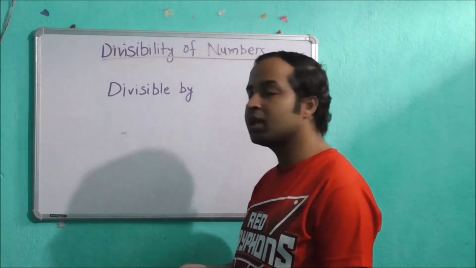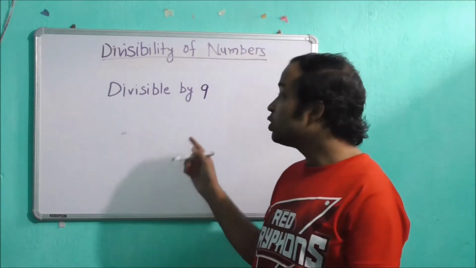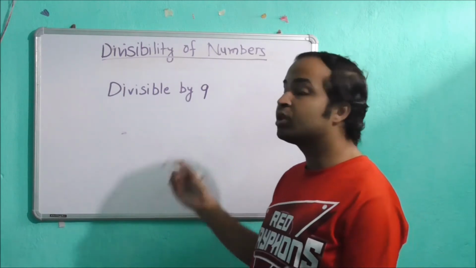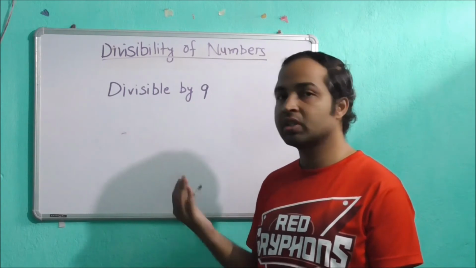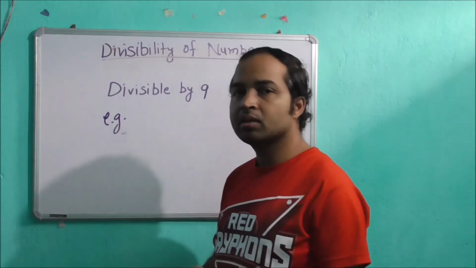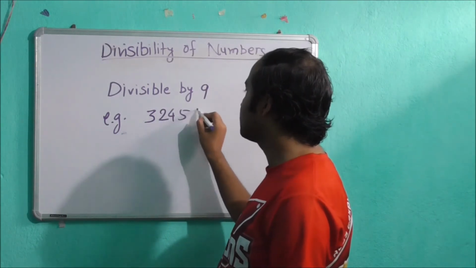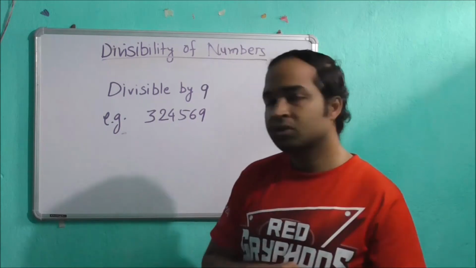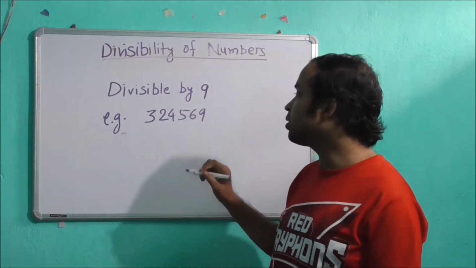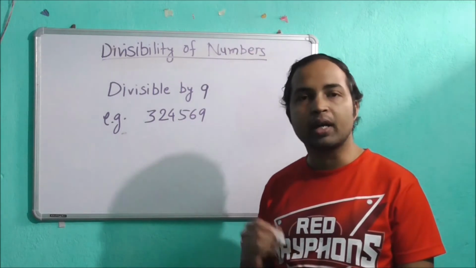Now we will check whether a certain number is divisible by 9 or not. You have already seen in case of 3 that we need to check whether the sum of the digits is divisible by 3 or not. In this case too, let's take a simple example of 324569. We need to check whether this number is divisible by 9 or not. So we cannot say after looking at the last digit that this number is divisible by 9.